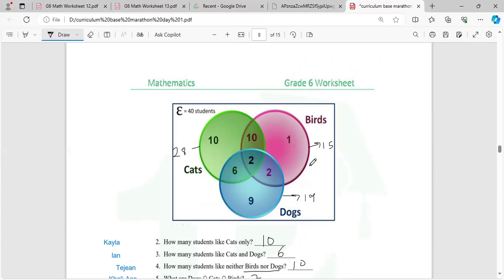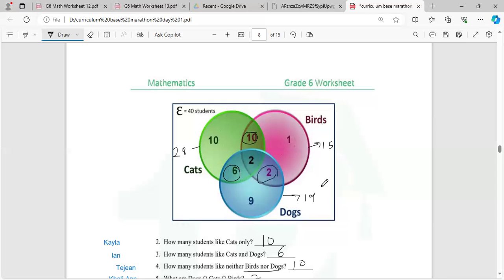How many persons like dogs and cats? 6. 6, sir. Right here. See there? You can look at the circle, guys. All right. I was thinking about the cats and birds. How many like cats and birds? 10. Right here. Very good. How many like birds and dogs? 2. Which is this right here.